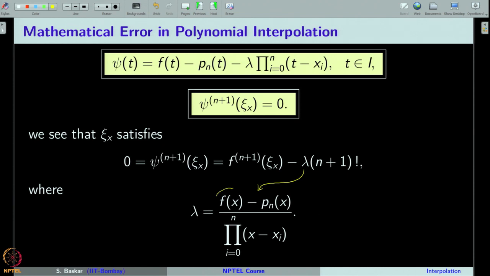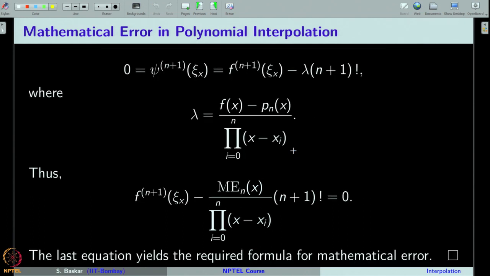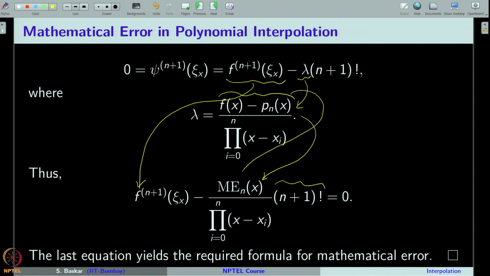You can see that this is precisely the definition of the mathematical error that we want to understand, right. So, that is what is sitting here, and this is nicely sitting in this expression. Let us plug in that and see. We have f n plus 1 of xi of x, that is kept as it is. Instead of lambda, I am putting this expression, and then of course, n plus 1 factorial is kept as it is. Now, you see, instead of this, I am just putting the notation of the mathematical error, that is all.